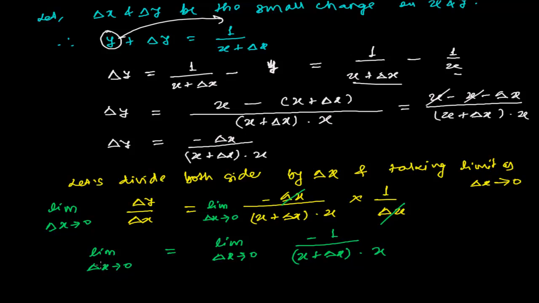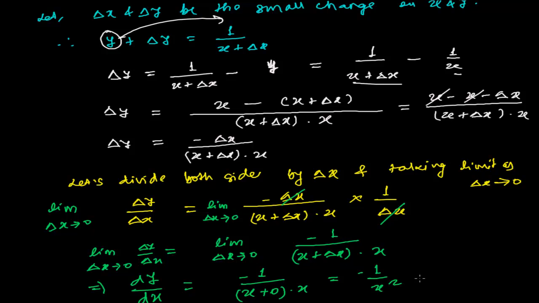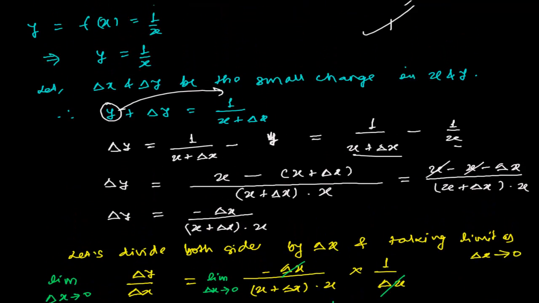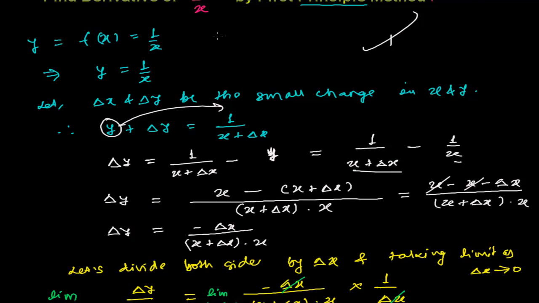So this limit is actually delta y over delta x. Now this quantity I can write as the derivative of the function y with respect to x, which is minus 1 divided by x plus 0 times x, that's going to be minus 1 over x square. So this is the derivative of the function f of x that we had taken here. So what do we get? The derivative of the function is equal to minus 1 over x square, right?